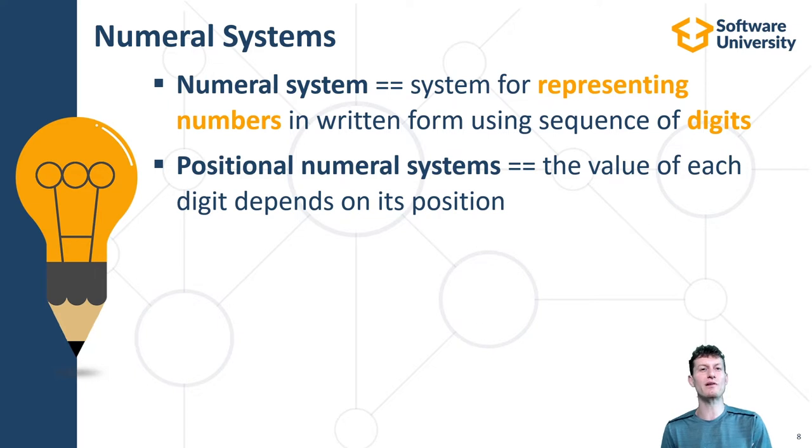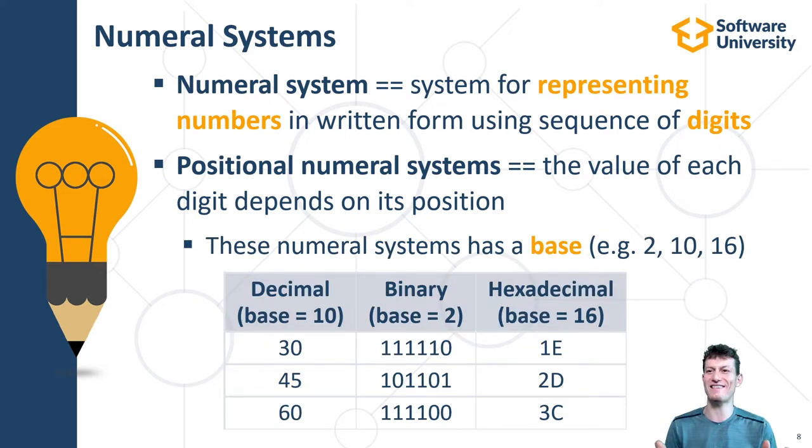The positional numeral systems. In the positional numeral systems, the value of each digit depends on its position. In the integer numbers, the digits on the left have bigger weight than the digits staying on the right. Positional numeral systems use the so-called base, a number like 2, 10, 16, that specifies how many digits are used to represent a number. For example, the decimal system uses 10 digits, 0 to 9. The binary system uses only 2 digits, 1 and 0. The hexadecimal system uses 16 different digits, 0 to 9 and A, B, C, D, E, and F.